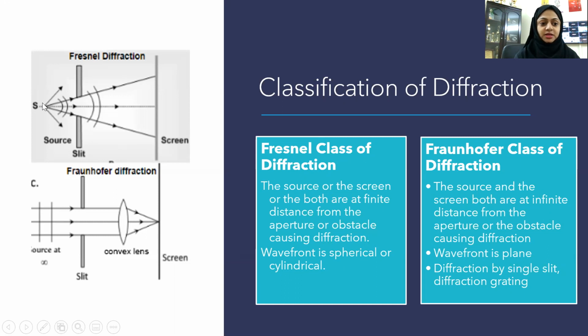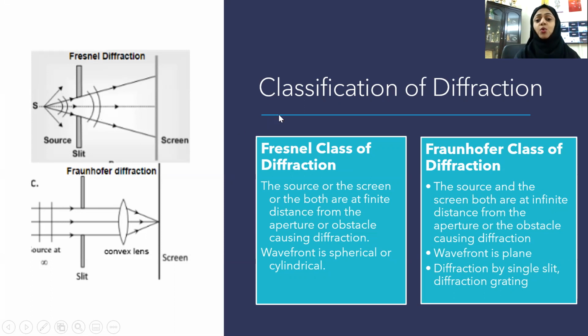Here in this figure, you can see a source of light, a point source of light. Therefore, the light rays are coming from that point source and the wavefronts are spherical in nature. Now, when these light rays pass through a narrow slit, the upcoming waves also have spherical wavefronts, and this is the screen. So here, the source and the screen both are at finite distance from the aperture or slit. So this is called a Fresnel class of diffraction.